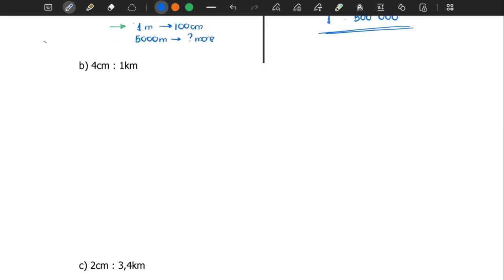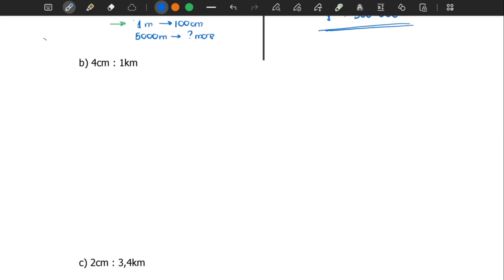Then the next part, we have 4 centimeters is to 1 kilometer. Again, convert kilometers to meters and then to centimeters so that we have the same units. The first part, to meters: we know that 1 kilometer is 1,000 meters, which is easy, really. So that's just going to be equal to 1,000 meters.